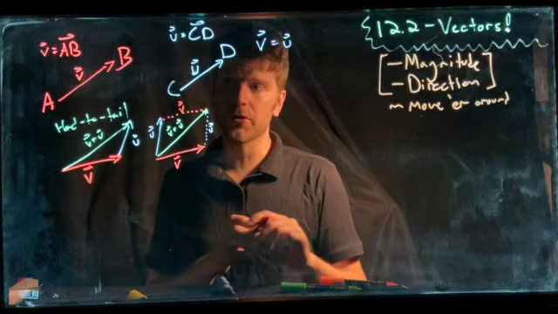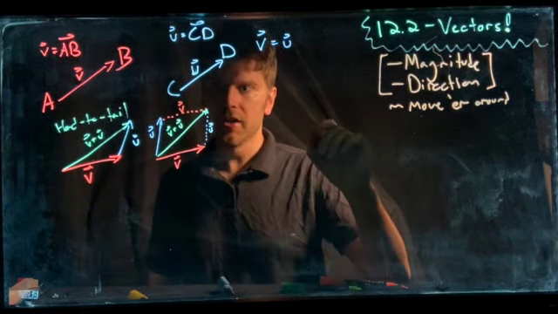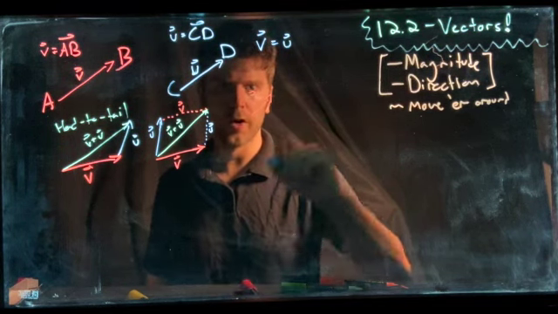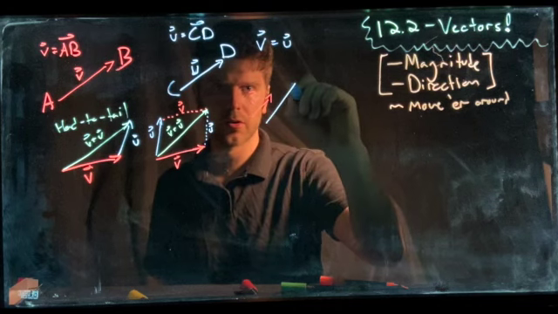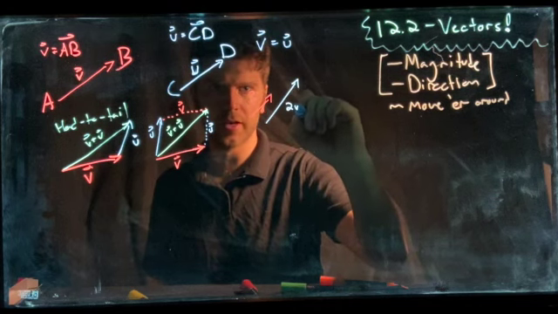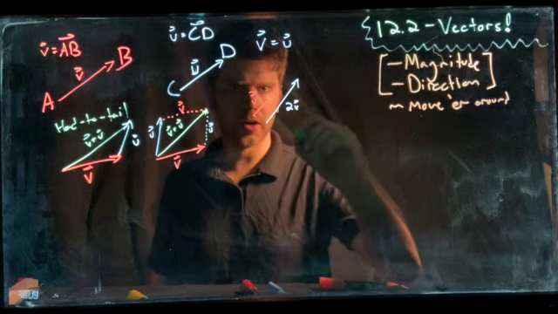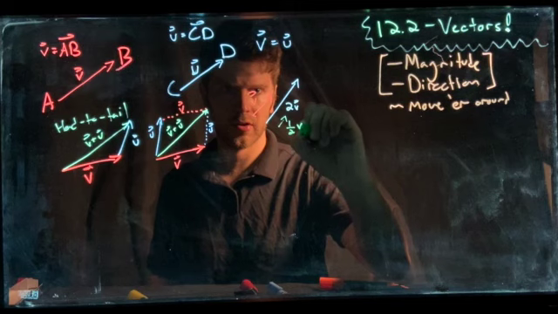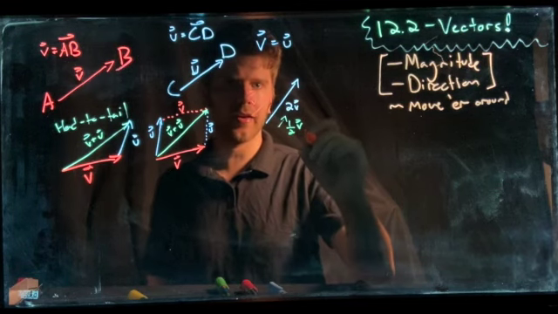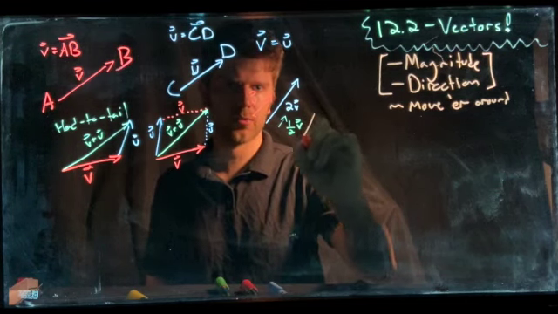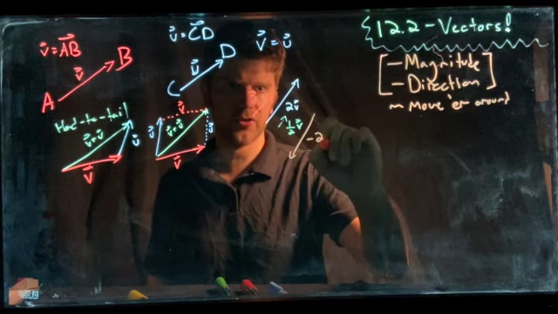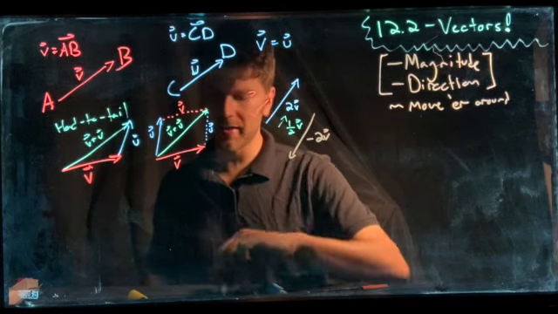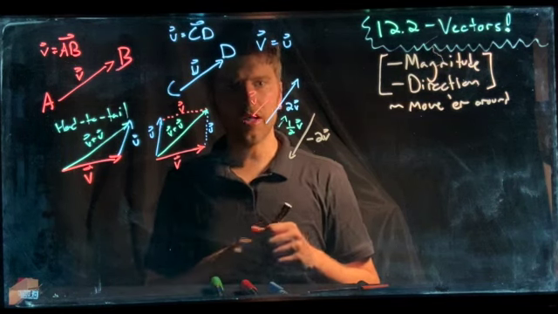You can do other things also. You can multiply them by numbers. So if here I have a vector V, well, here is the vector 2 times V. Or I could have 1/2 times V. I could even have -2 times V.